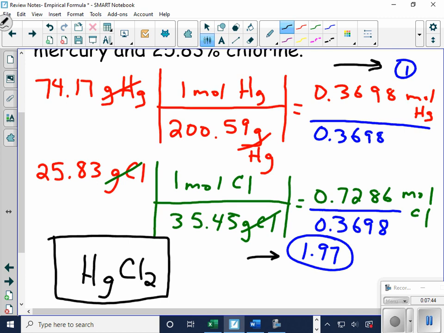Well, let's go back and remember what we know about our bonding. I look at this and I say, okay, mercury's a metal, chlorine's a halogen, a nonmetal. Looking at mercury, it can take a +1 and a +2 charge. So would it make sense to have HgCl2? Absolutely. That would be mercury(II) chloride. Okay? So I go back and look and say, yeah, that does make sense.